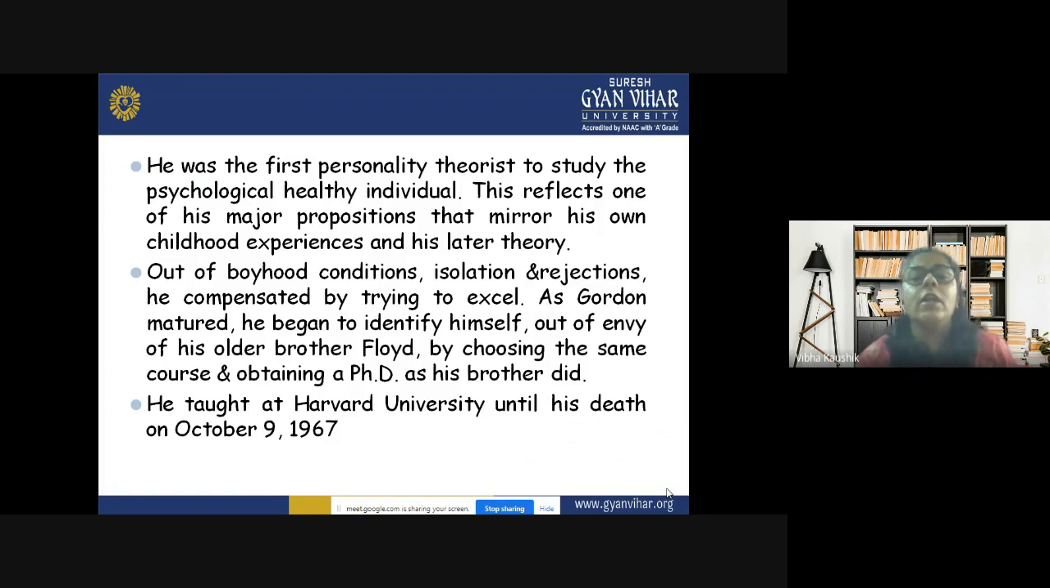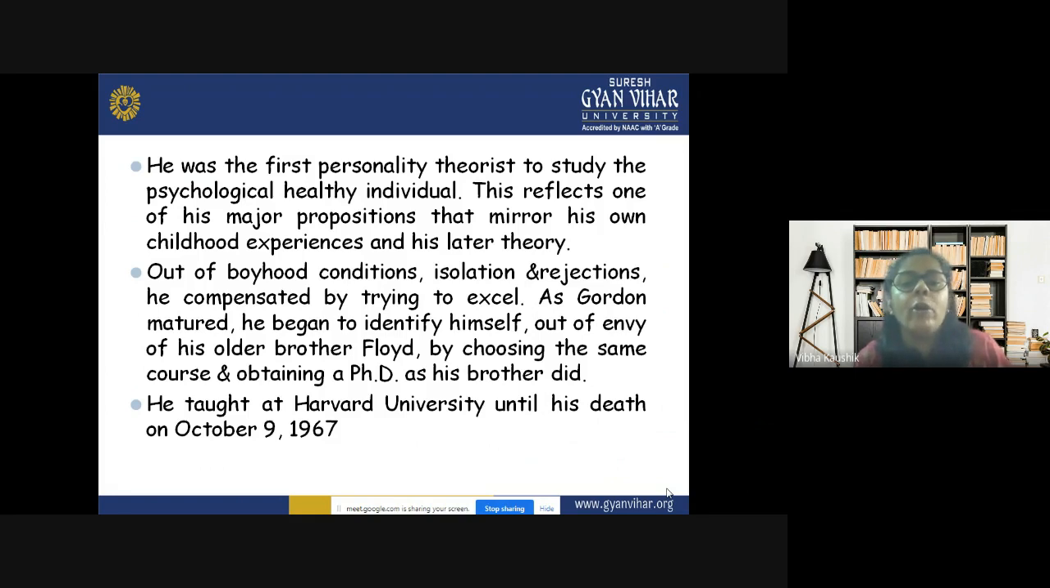Now, he was the first psychologist among the personality theorists to study the psychologically healthy individual. This reflects one of his major propositions that mirror his own childhood experiences and his later theory. It means the study of the psychologically healthy individual reflects one of his major propositions from his own childhood experiences and his later theory.